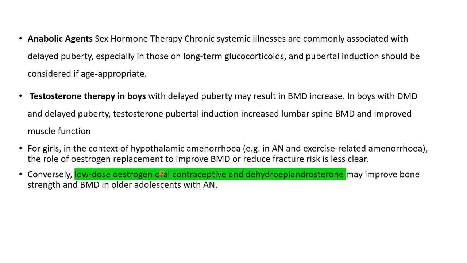For girls in the context of hypothalamic amenorrhea, that is in anorexia nervosa and exercise related amenorrhea, the role of estrogen replacement to improve BMD or reduce the fracture risk is less clear. So the data is less clear about testosterone and estrogen therapy. But low dose estrogen, oral contraceptives and dehydroepiandrosterone may improve the bone strength and BMD in some older adolescents with anorexia nervosa, but these are not the primary modalities of treatment.